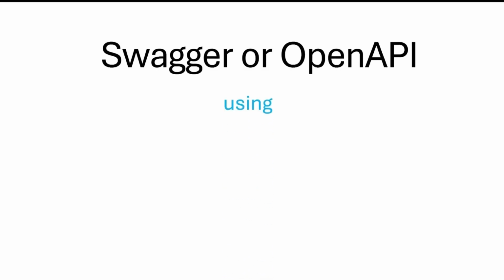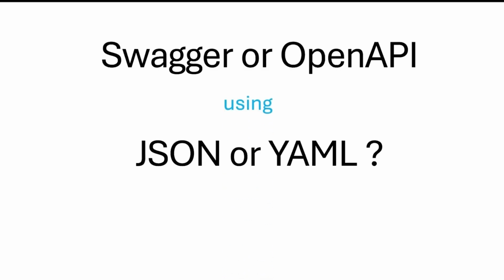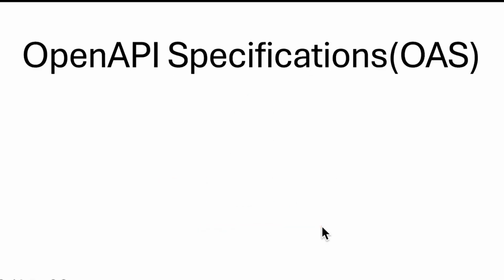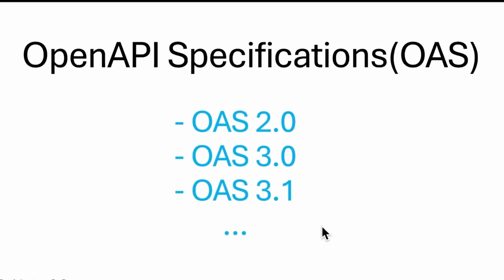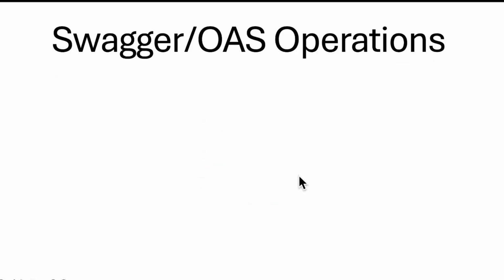Hello friends, in this video we are going to see what is Swagger or OpenAPI, how to represent it using JSON or YAML, and most importantly how to guide for various operational aspects of Swagger, and what exactly is the Swagger specification, OAS. OAS stands for OpenAPI Specification.